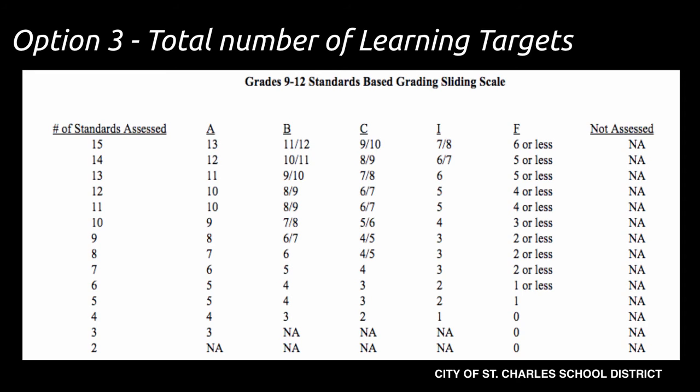Option number 3, you can set up a chart in which you predetermine the number of learning targets you need to pass in order to get a certain grade. So you can see at the city of St. Charles, the school district, depending on the number of standards or learning targets in the grading period, that can equate to an A versus a B or C. So a student will know in advance if they get 13 out of the 15 learning targets completed, that's how they get an A, for example.